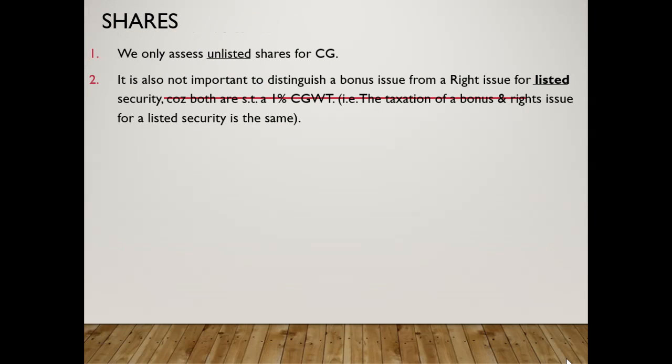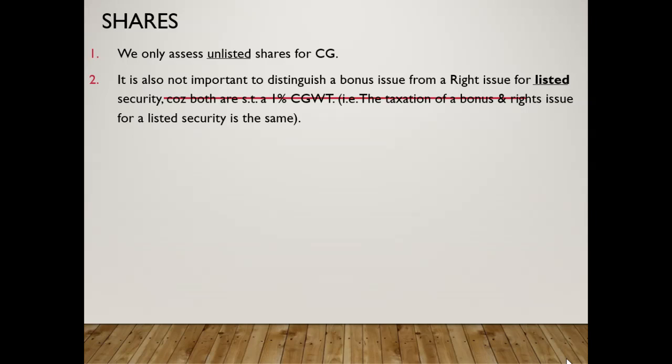Okay, now let's cover shares. Shares are also specified assets, because we say a specified asset, those are immovables, marketable securities, and intangibles. We only assess unlisted shares for capital gains. We don't really account for capital gains on listed shares. That's why we only have what we call capital gains withholding tax of 1%.